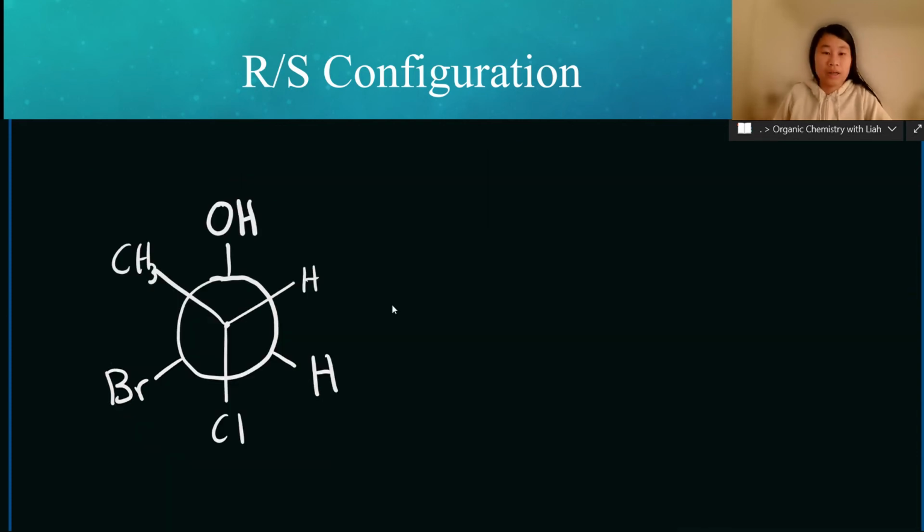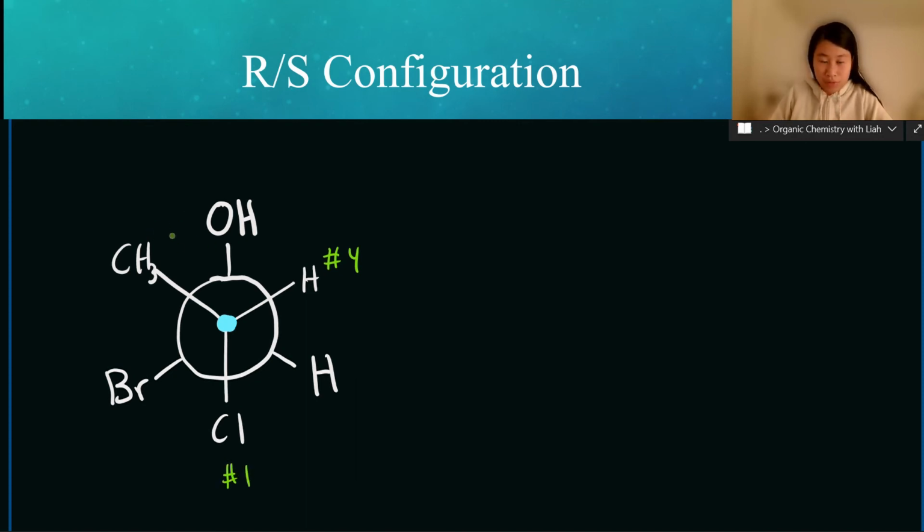Let us find the R and S configuration for a Newman projection. So let us find the R/S for the front carbon first, the one in blue here. So our trick is going to work the same. We're just going to number the priorities and ignore what's on the back. So hydrogen will be number 4, chlorine will be number 1, and then let's decide 2 and 3.